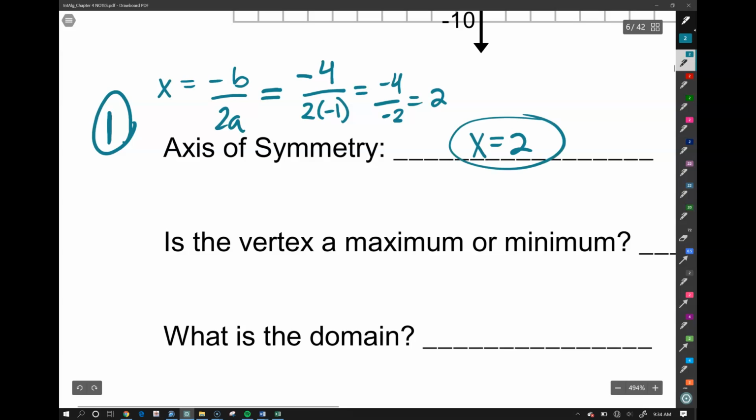This is the x value of the exact vertex. It's the bottom or the top of our U shape. That is the location where, if I look to the left and the right, we're making our butterfly wings. That is the exact center.